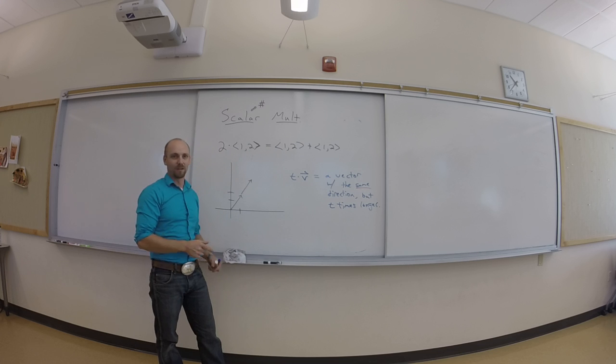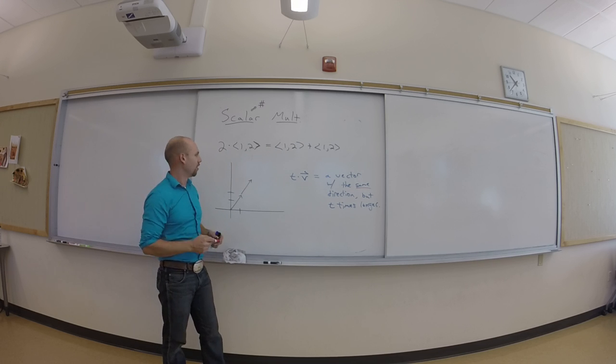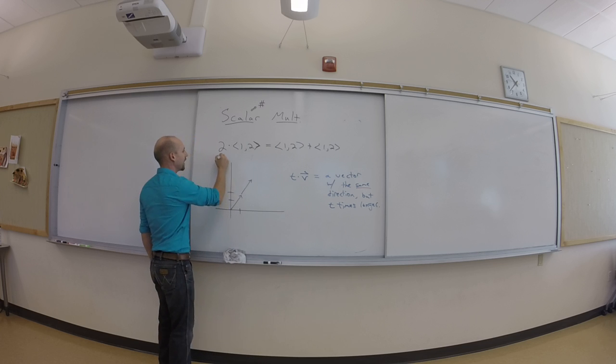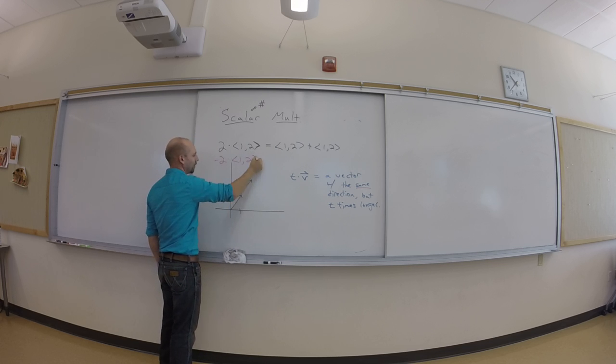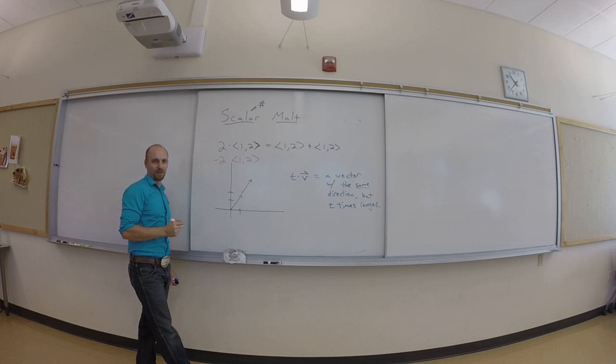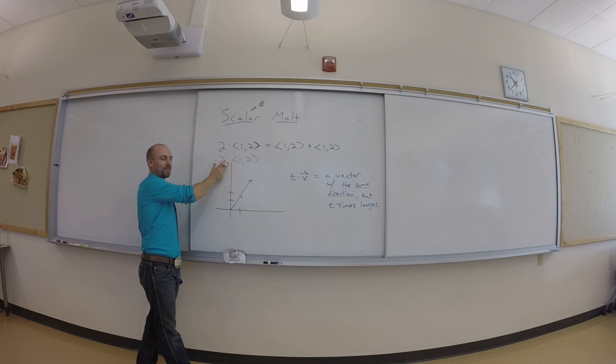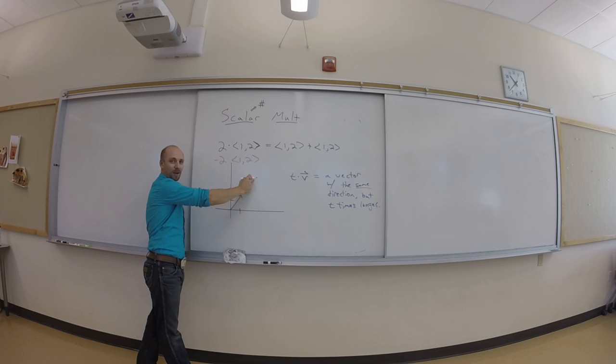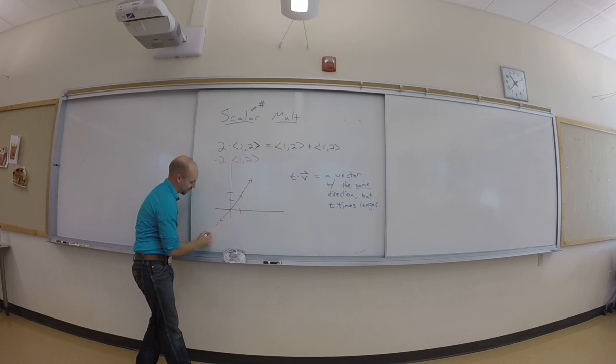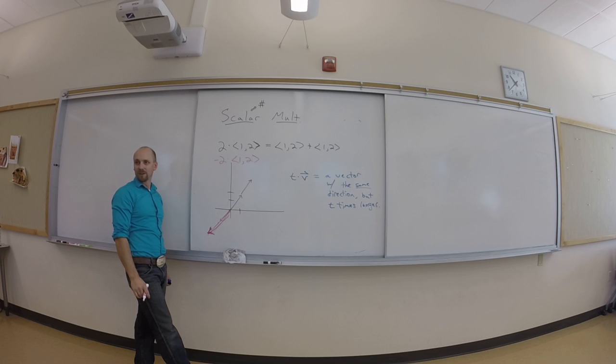You guys okay with that? You want to see an example? Okay. What if I did negative 2 times 1 comma 2? Should be like this vector, right? But then negative twice as long. So twice as long is this vector, this black one. And negative means it points the opposite way. So here's your result. You guys all good with that?